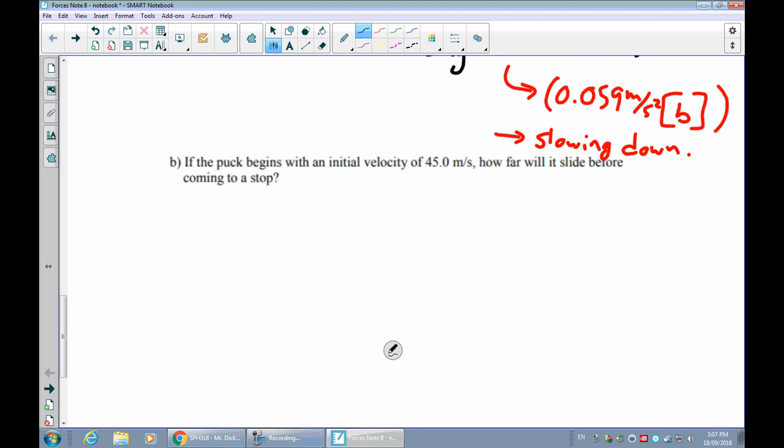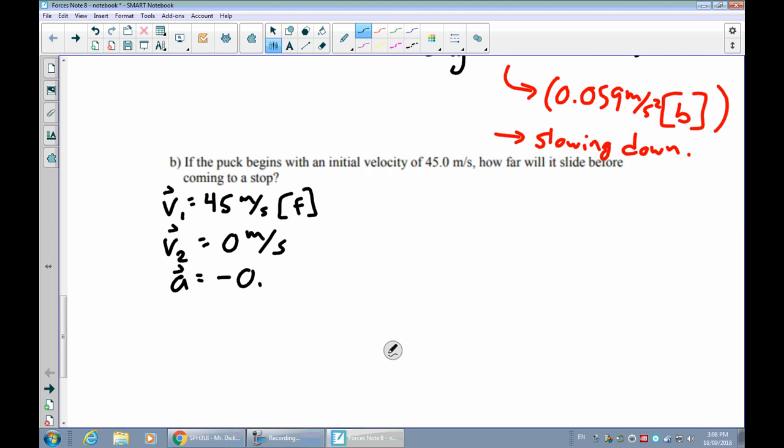So we know now that initial velocity is 45 meters per second forwards. And we know it's going to come to a stop. And when it comes to a stop, that final velocity then would have to be 0 meters per second. We've just calculated its acceleration rate, which I'm just going to put back into its negative form because that's the way that's more useful mathematically to deal with it. We know those three things, and we're trying to find d. We're trying to find displacement.